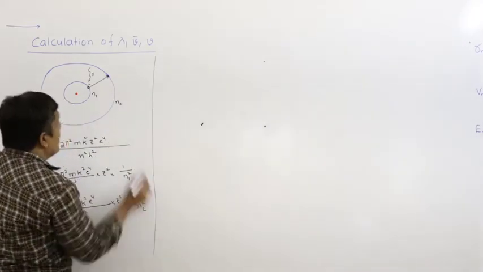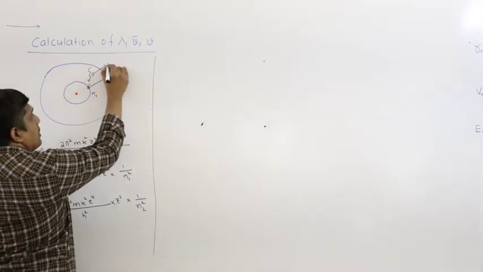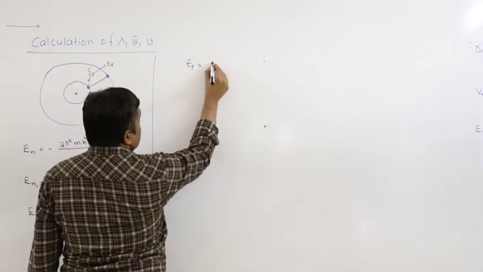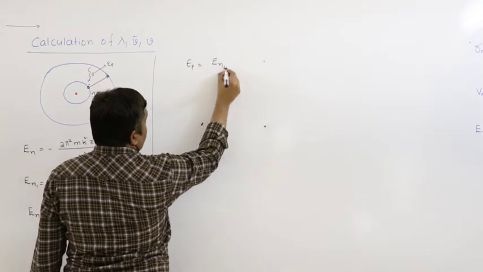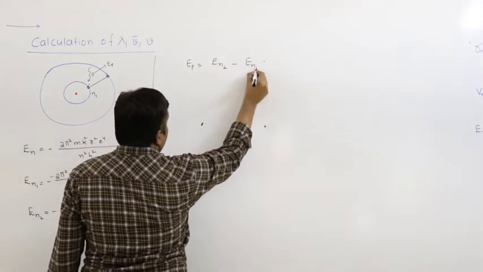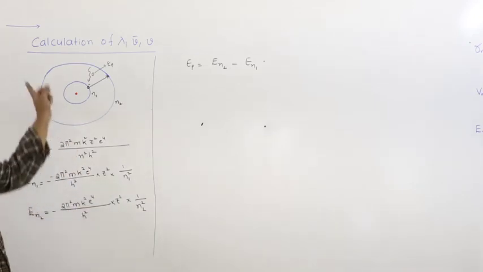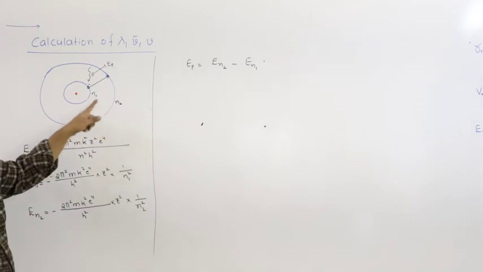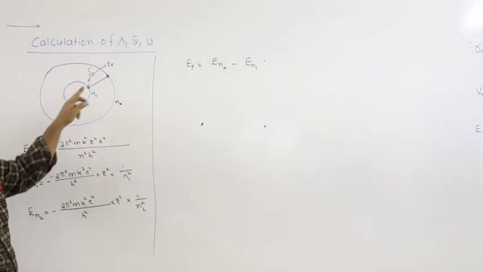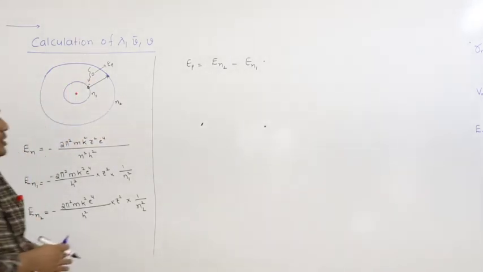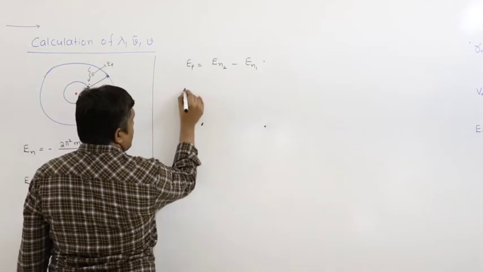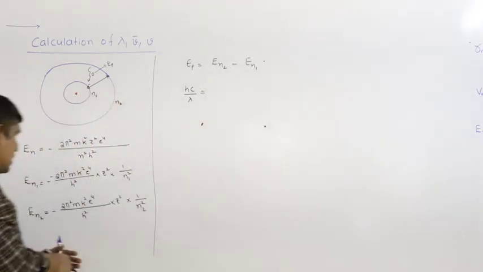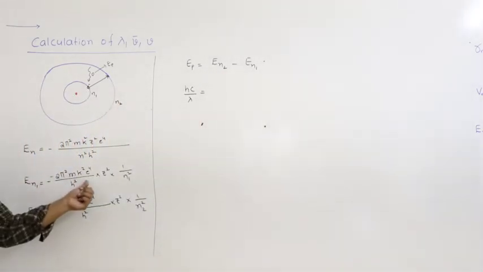So here it absorbs a photon. The energy of the photon is equal to the difference between the energies of the second orbit and the first orbit, that is n2 and n1. So En2 minus En1 gives the energy of the absorbed photon. How do you find the energy of the absorbed photon? Let us assume hc by lambda. Now what is En2? I have to substitute this equation. What is En1? I have to substitute this equation.